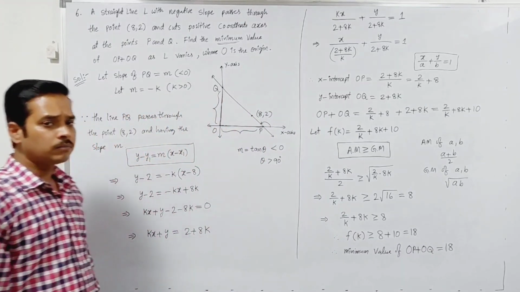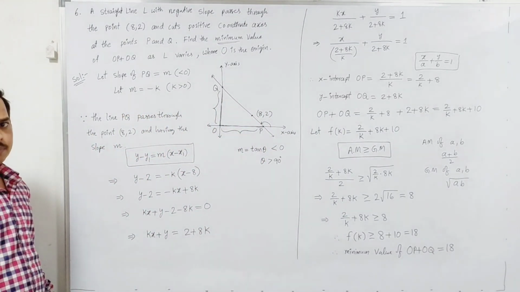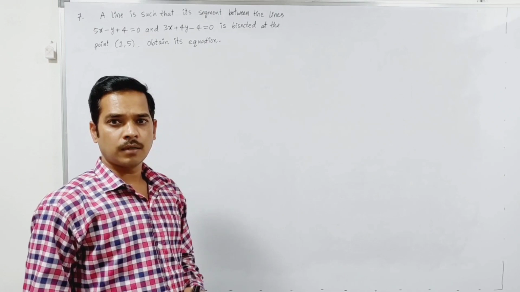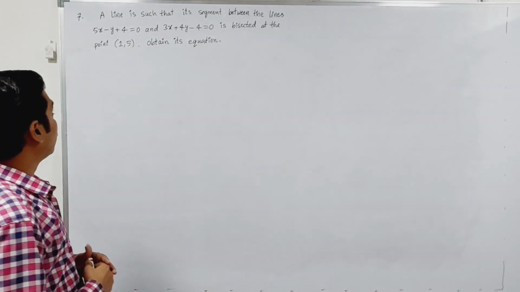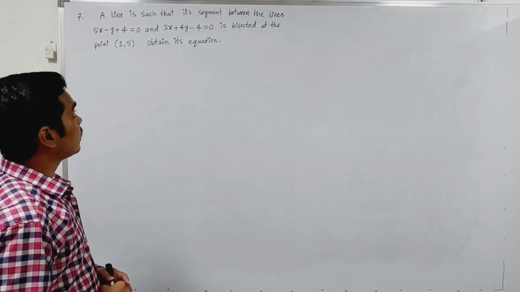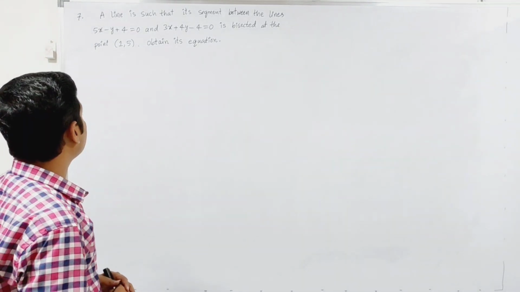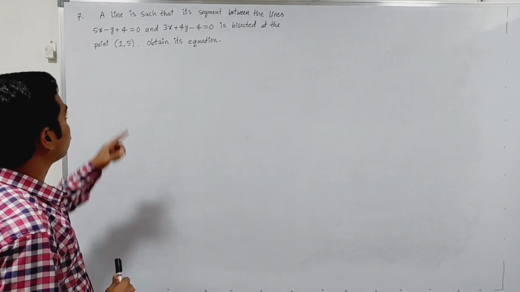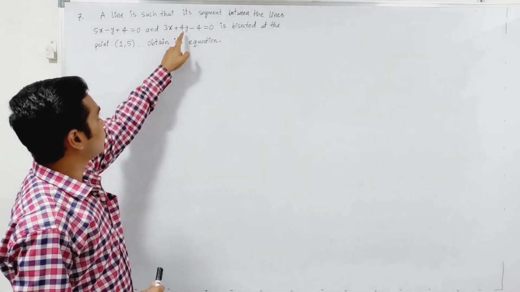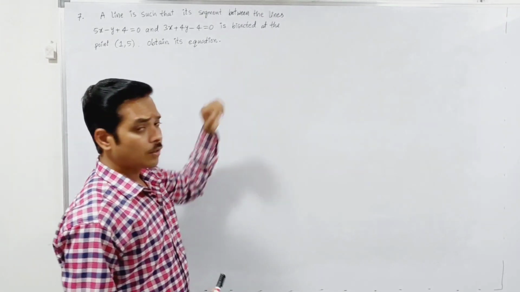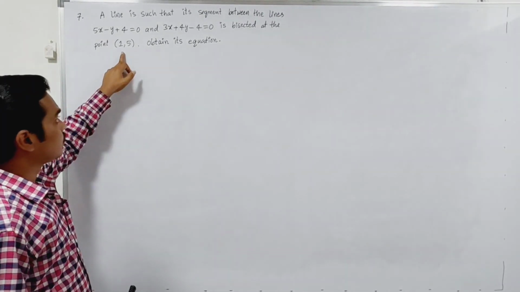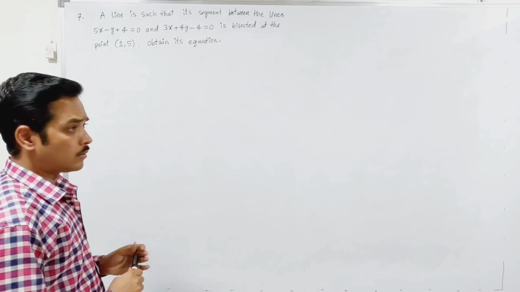This is the sixth problem from straight lines LAQs. Okay. Now seventh question from straight lines LAQs. In this problem, a line is such that its segment between the lines 5x minus y plus 4 equal to 0 and 3x plus 4y minus 4 equal to 0 is bisected at the point 1 comma 5. Then obtain its equation.